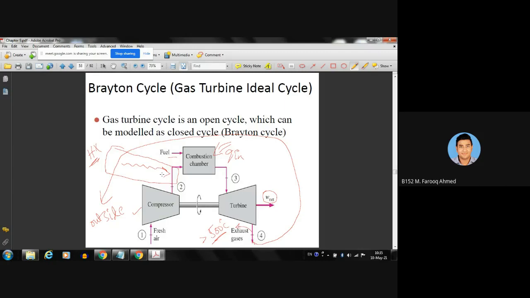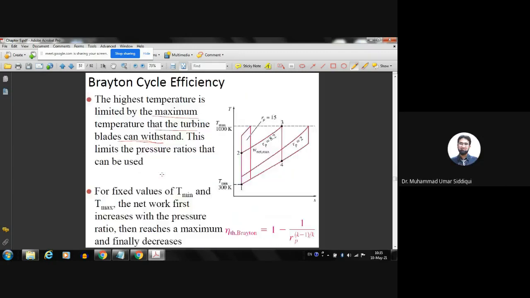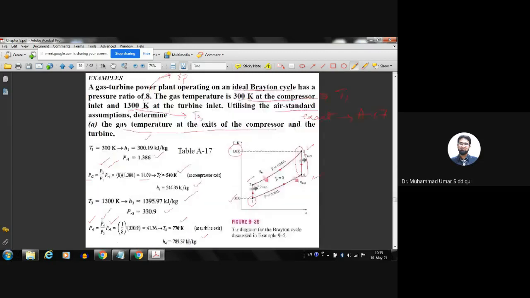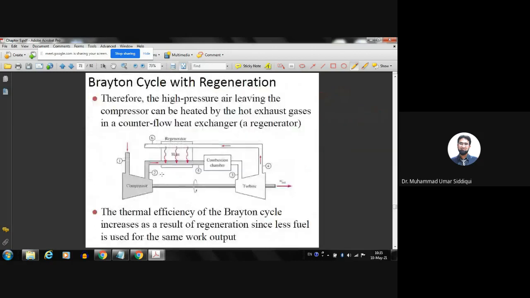Yes, sir. Got it. Okay, so now the cycle becomes like this. Look at the cycle here. We have the compressor. From the compressor, compression is done, and then the cold air enters the combustion chamber. But before going to the combustion chamber, it passes through the regenerator. So the regenerator is our heat exchanger.